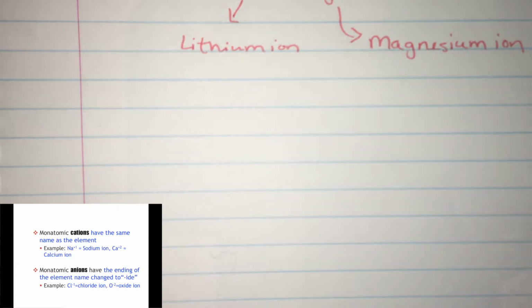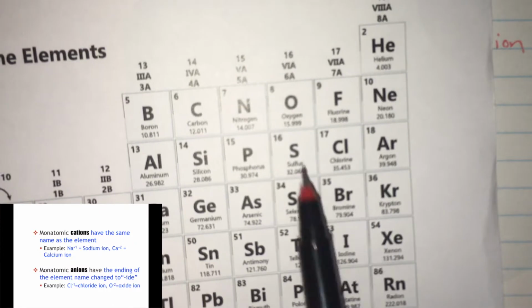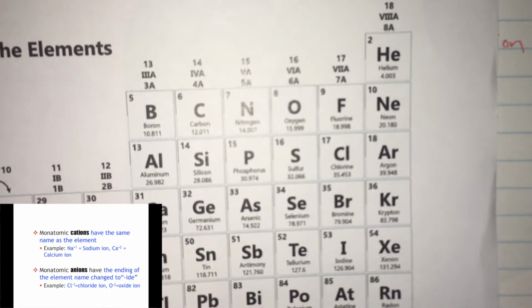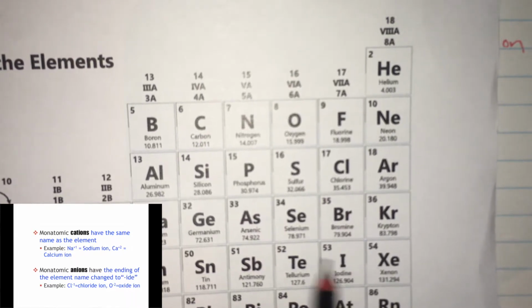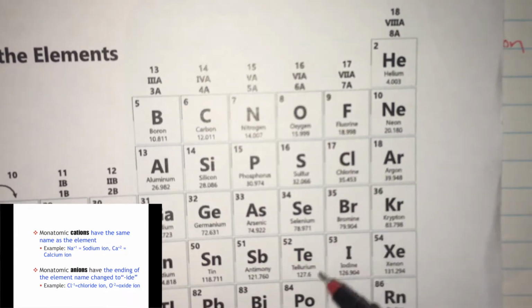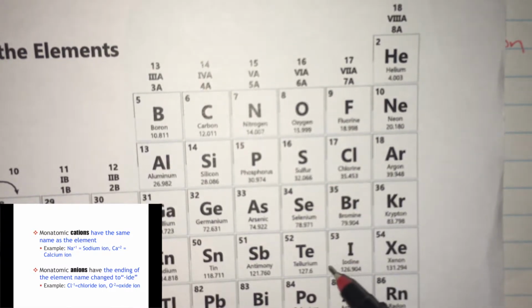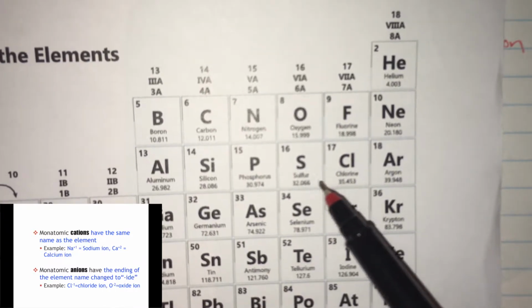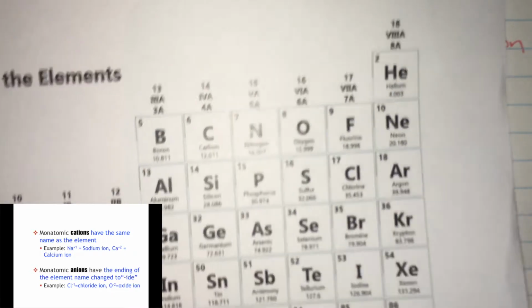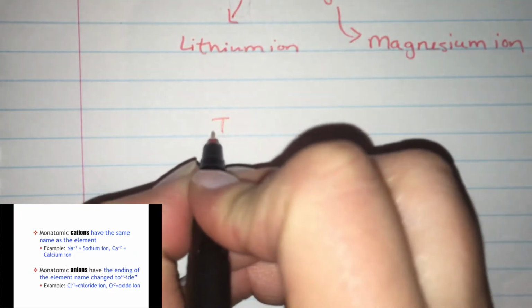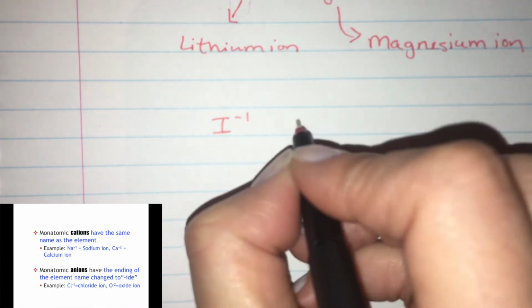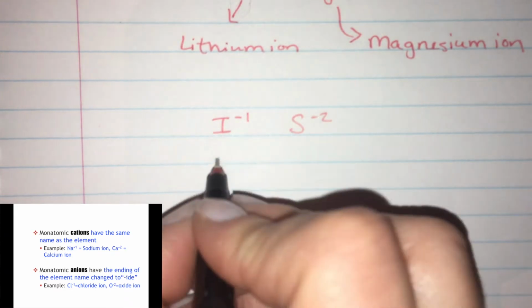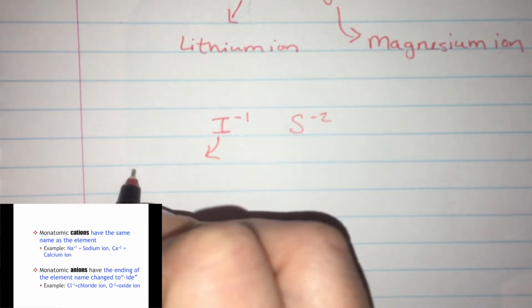Moving on to anions. Monatomic anions are all the nonmetals over here. Anions are the negative ones. These are negatively charged and single atoms. To name these, you say the first part of their name, but change the ending to "ide." So instead of, for example, chlorine, it's chloride. Iodine has a -1 charge. Sulfur has a -2 charge. So you would call that iodide.